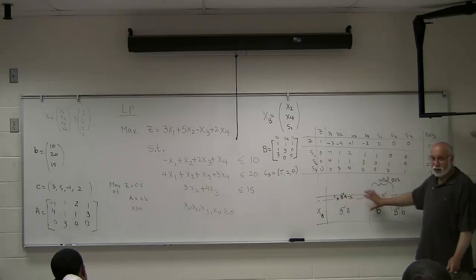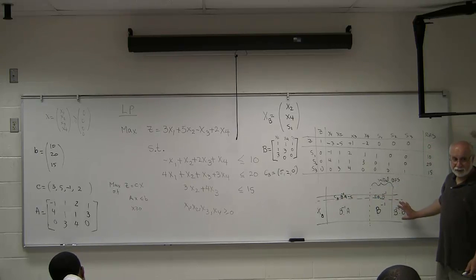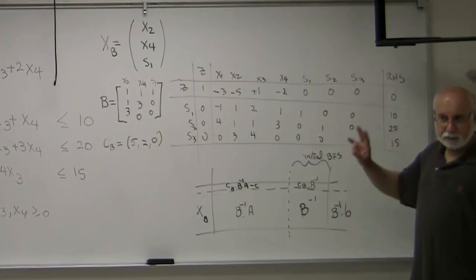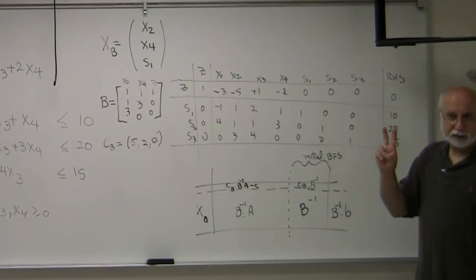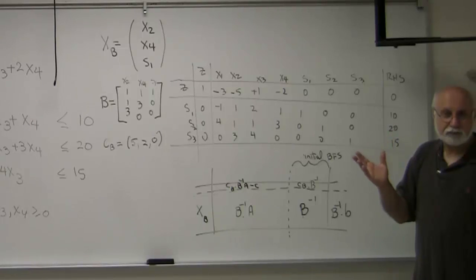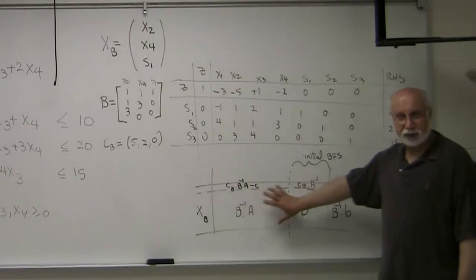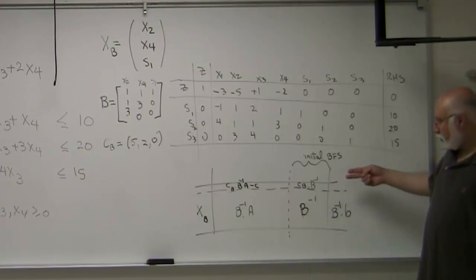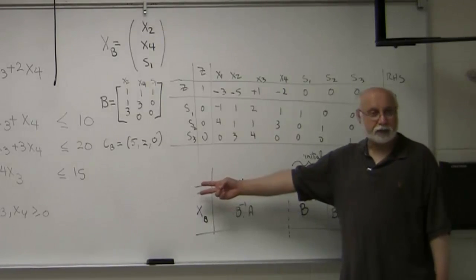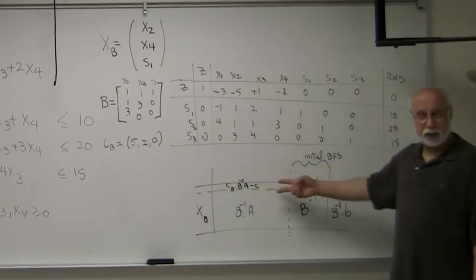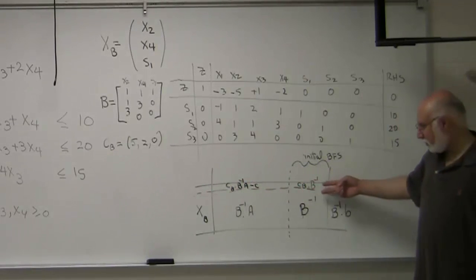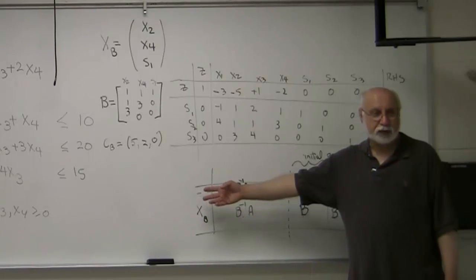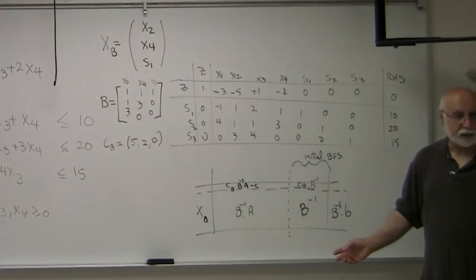Now when you do this, two things might happen. After you finish this, you might notice that the problem has the optimality conditions satisfied, which means all these numbers are greater than or equal to 0.